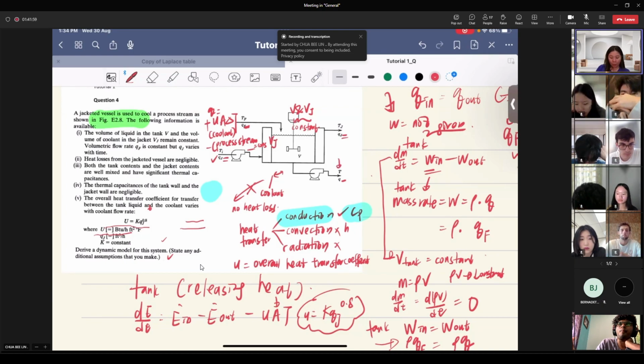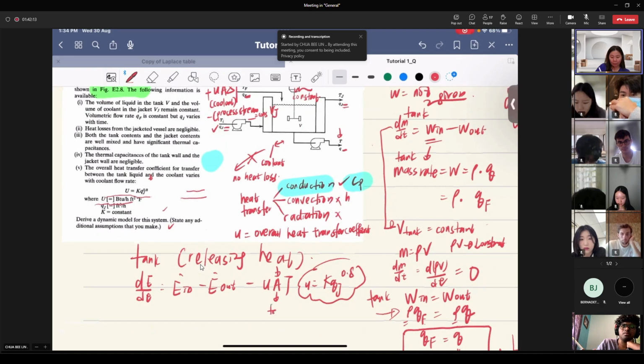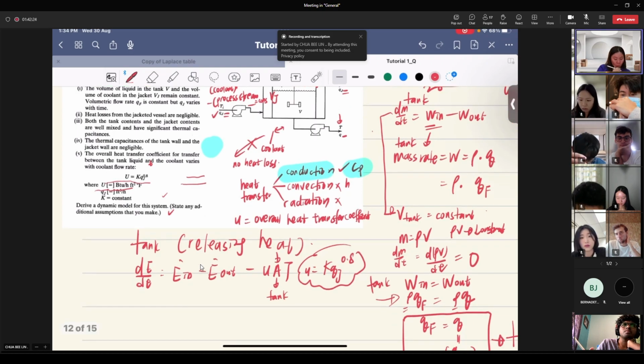So big T, correct. U is already there, A is the same, the cross-sectional area of the tank. If it is the cross-sectional area of the jacket, you will put A subscript J. So this stands for the cross-sectional area for the tank. For the jacket, you have to change the A to AJ. So they say heat capacity is more important, so you will be just using the conduction.